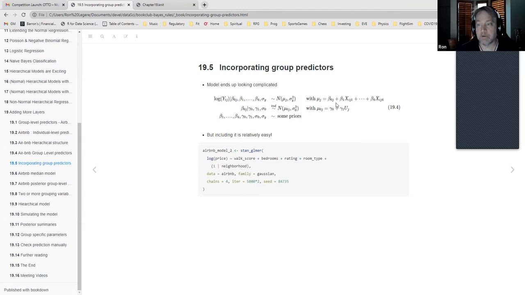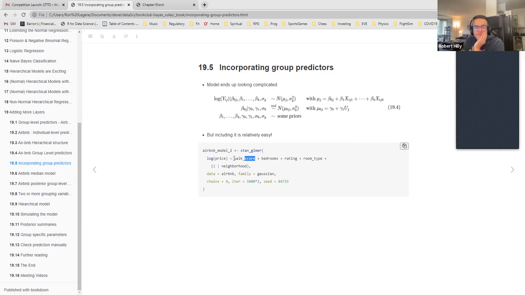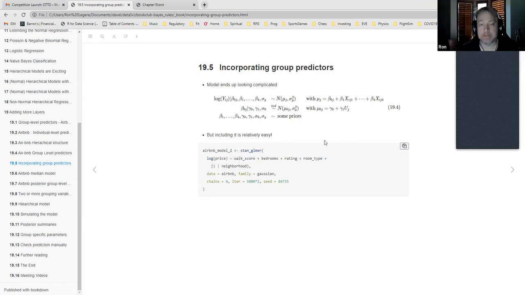To me, this seemed kind of hard to wrap your brain around, but it turns out to actually do it, it's super simple. You just add walk score to your model right here. There's Airbnb model one in the book, and Airbnb model two. Airbnb model two just has this added on. So this all looks complicated, but it's actually relatively straightforward to account for it.